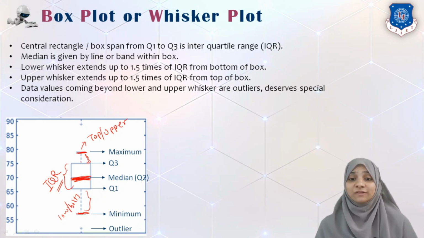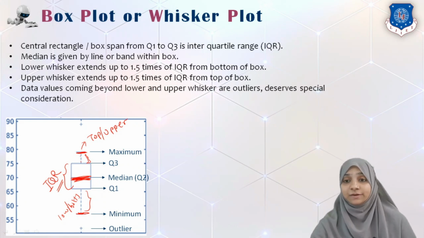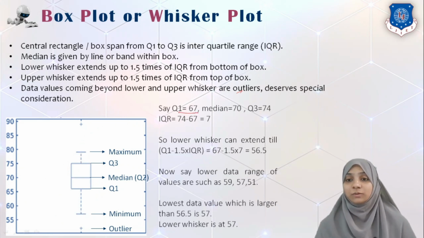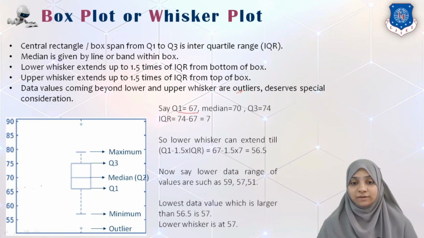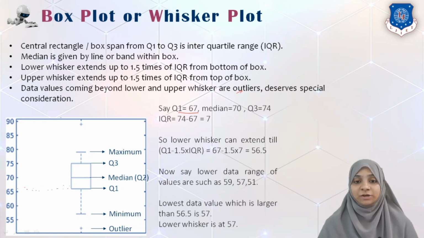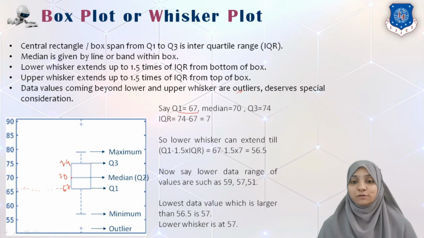Now, how to calculate this box size and the size of this particular whisker, let us understand with the help of an example. Quartile 1 is at 67. As you can see closely, I don't know whether you are able to find out, but let me draw a line for you. This is at 67 and this is at, say, 74, and this median is at 70. Okay, so the interquartile range is between Q1 and Q3. That means I can easily find 74 minus 67, so my IQR is 7.